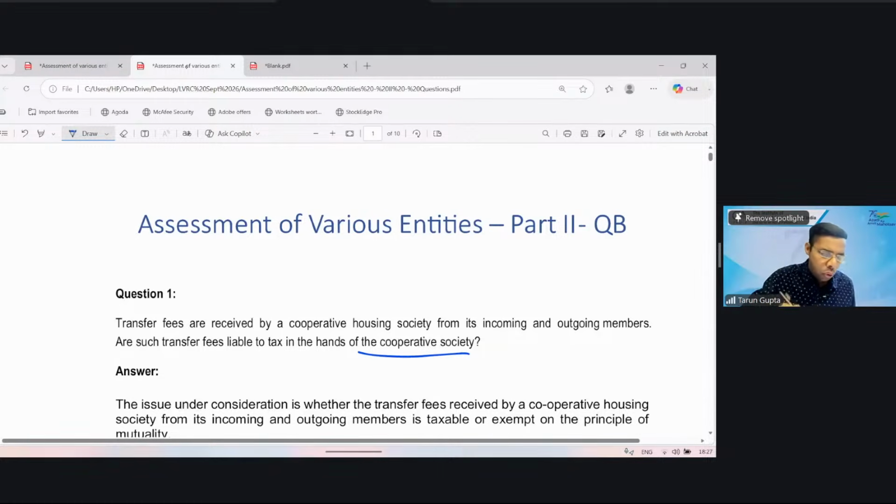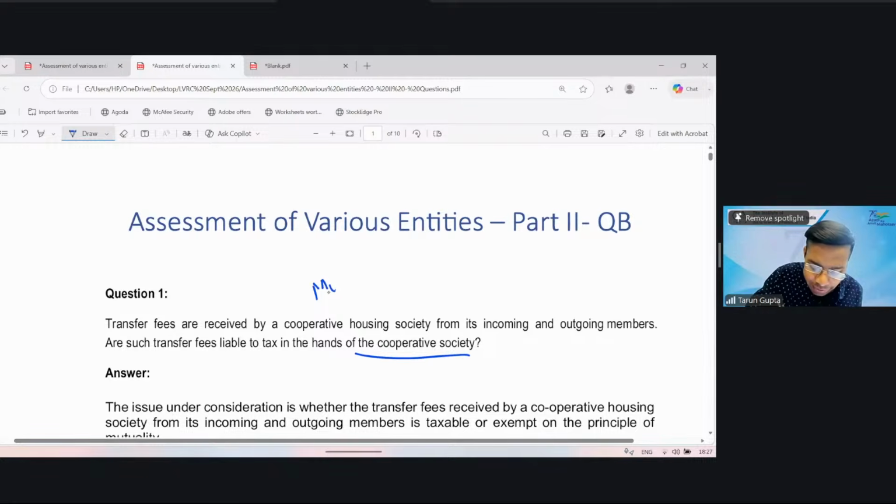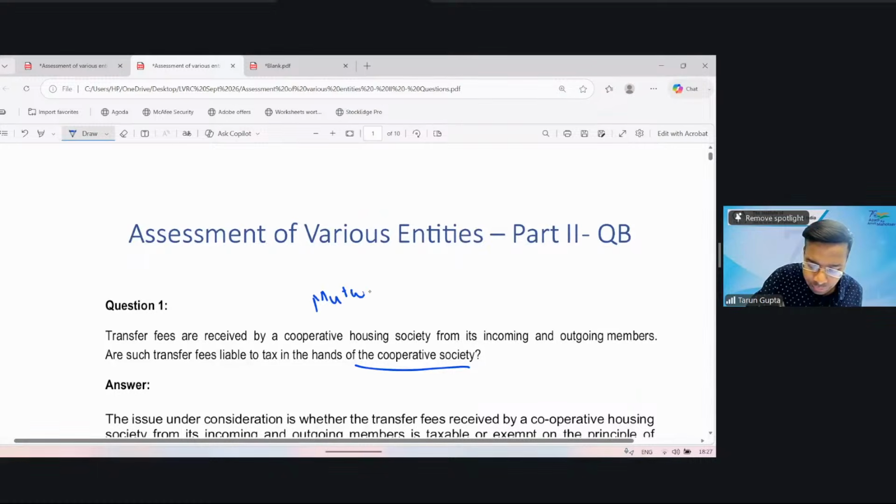There is a concept of mutuality, which we discuss in detail in today's class only. The principle says that if you're dealing only with your members, you're earning from them and spending on them, then there is no income.